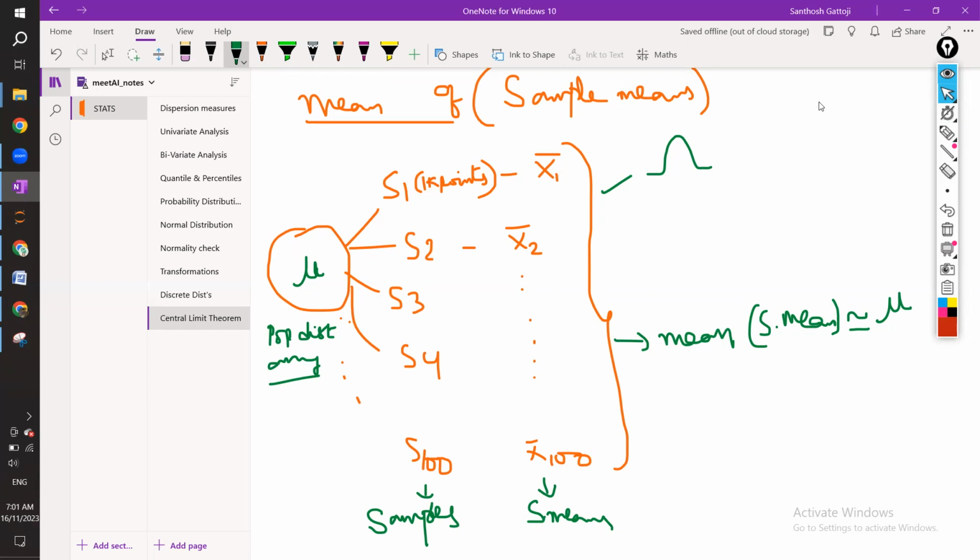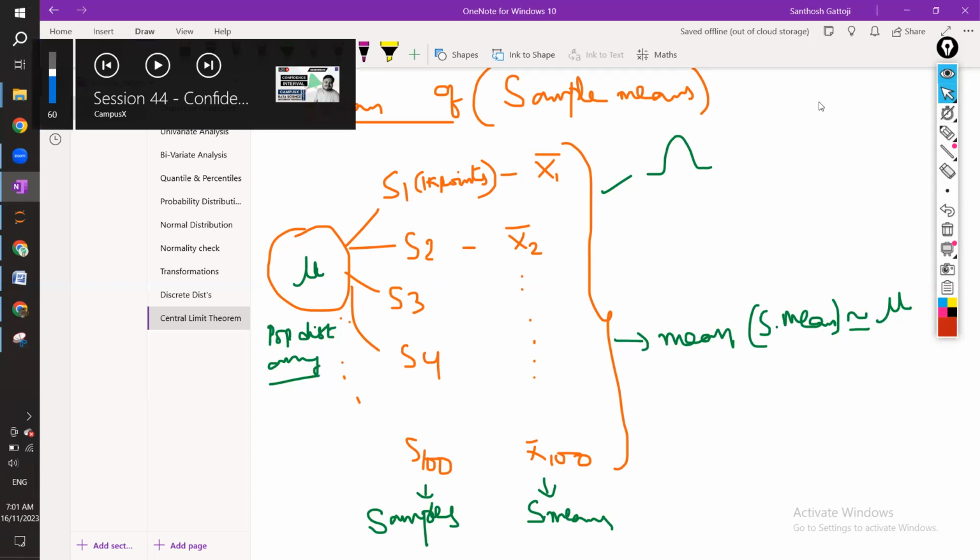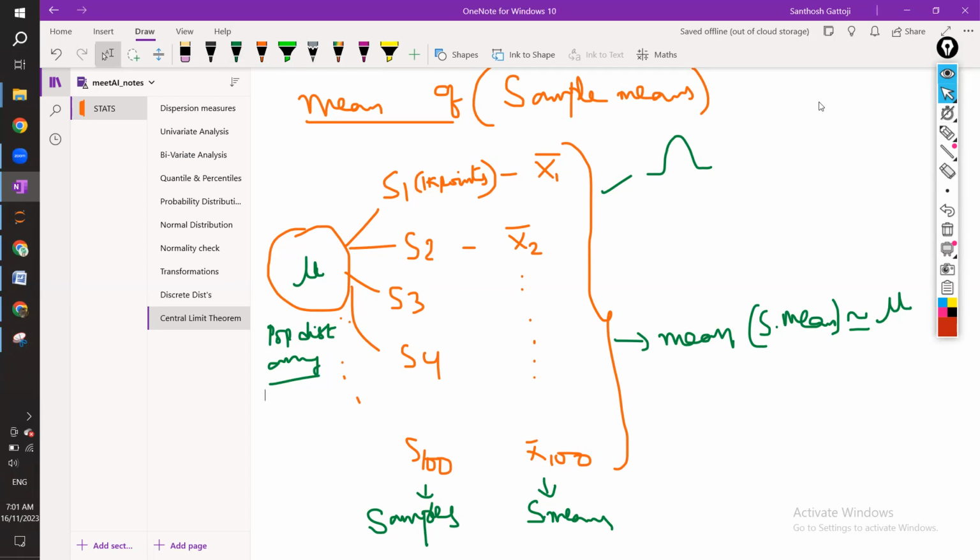Are there any doubts? Meghana, can you just once repeat the theorem according to you, like what you understood? From the whole population, we'll take some samples. We find the mean for each sample. And if we plot those means, we'll get a normal distribution. And the mean of those means will approximately equal the mean of the total population.